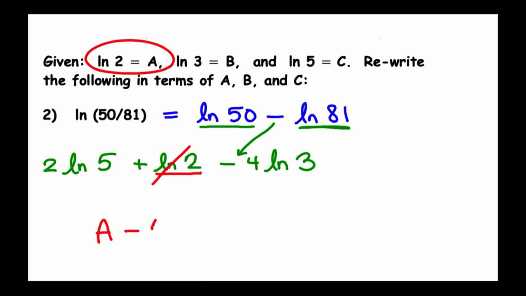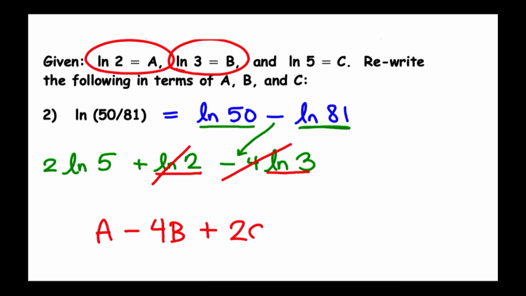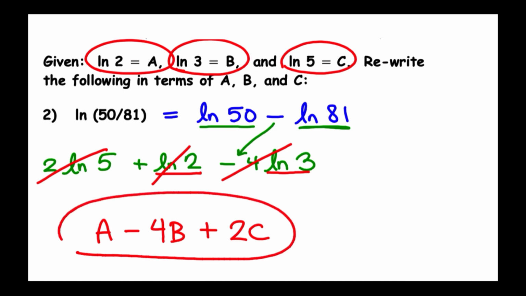Minus 4b, because remember natural log of 3 is b, plus 2c, because c is natural log of 5. Again, I just put the a's, b's, and c's in so that you can't just type this into your calculator and give me some 10-digit decimal. I want to make sure that you understand your Algebra 2 behind the scenes. It's going to make the calc much easier if your Algebra 2 is strong.